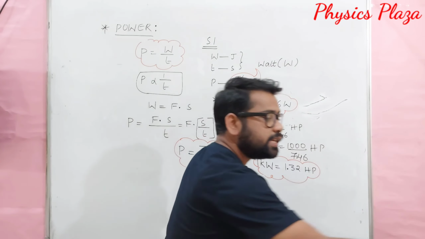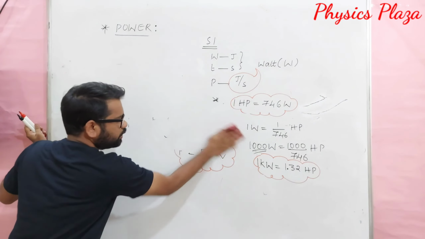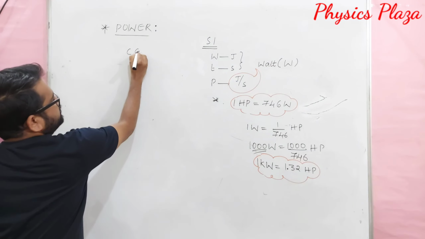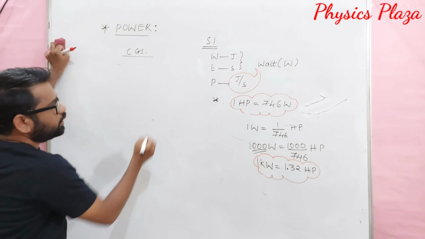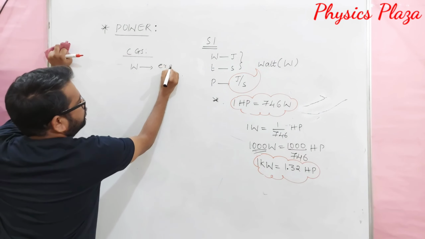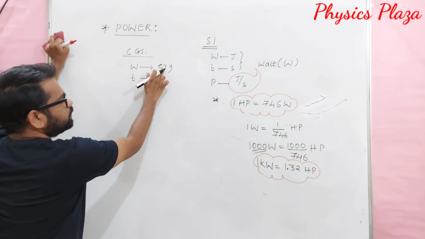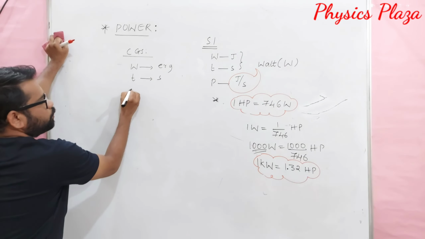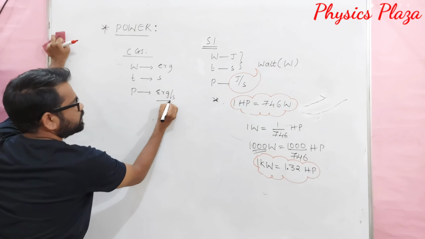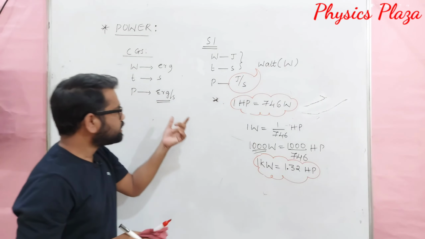Now let us see the CGS units. What are the CGS units of power and how are they related to the SI units? In the CGS system, what is the unit of work? Erg. And time is measured in seconds only. As work is measured in erg and time in seconds, power is measured in erg per second.